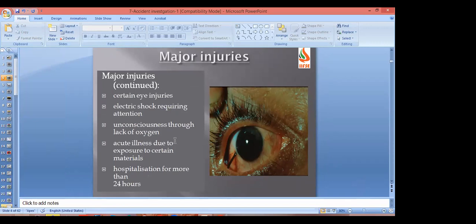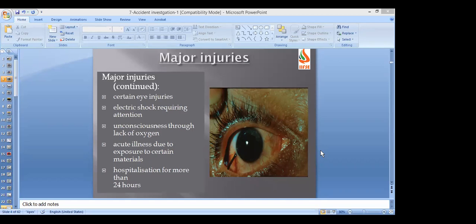Yeah, if you see the unconscious state through a lack of oxygen, in case of people working in confined spaces or any other locations where there will be a deficiency of oxygen, there they'll get into an unconscious state. And acute illness due to the exposure to certain materials.